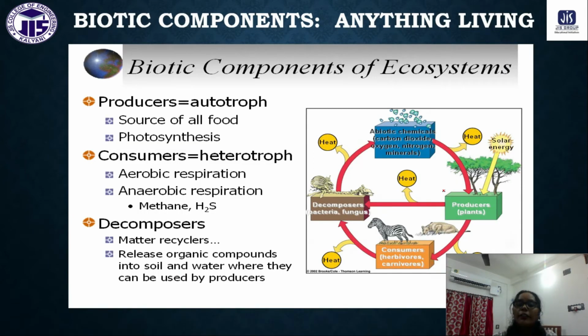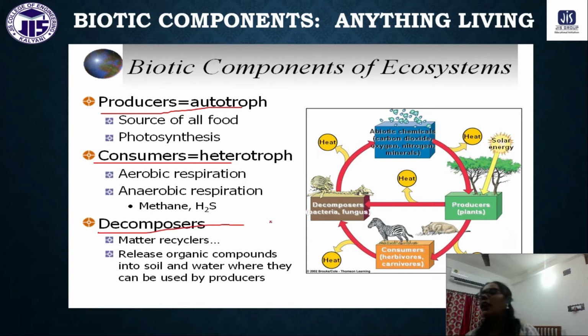Okay, now come to the biotic components. Again, biotic components are of three types: producer, consumer, and decomposer. Producer means autotroph. They can also be named autotroph, that means they can produce their own food, like green plants. Green plants can produce their own food with the help of solar energy. They can produce glucose with the help of photosynthesis.